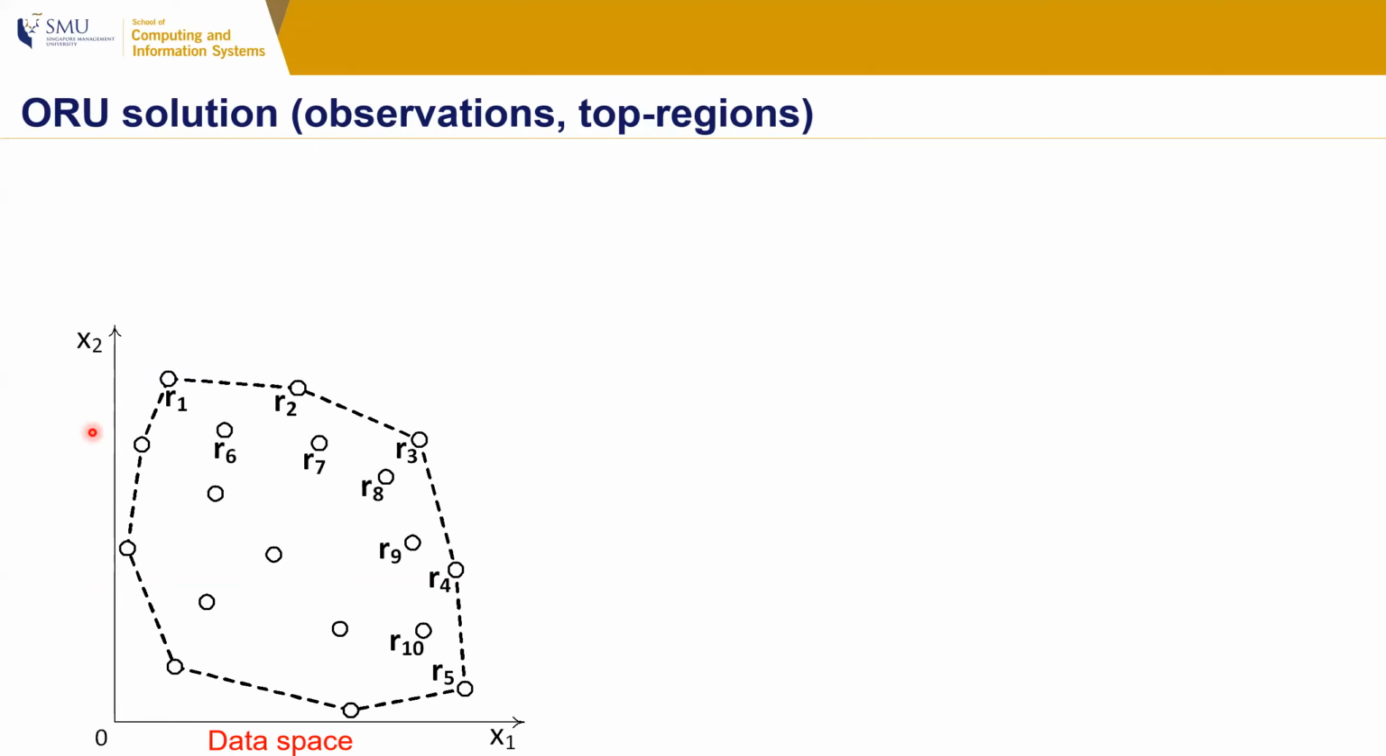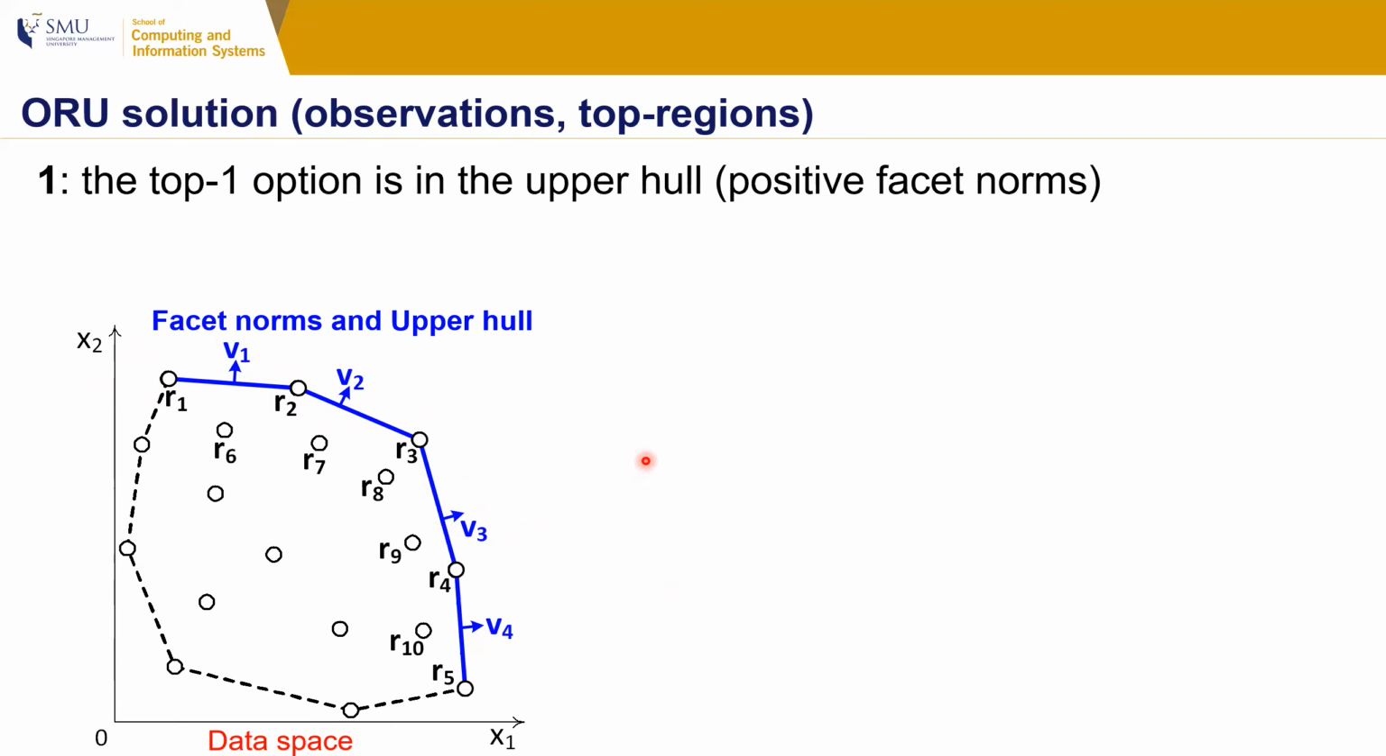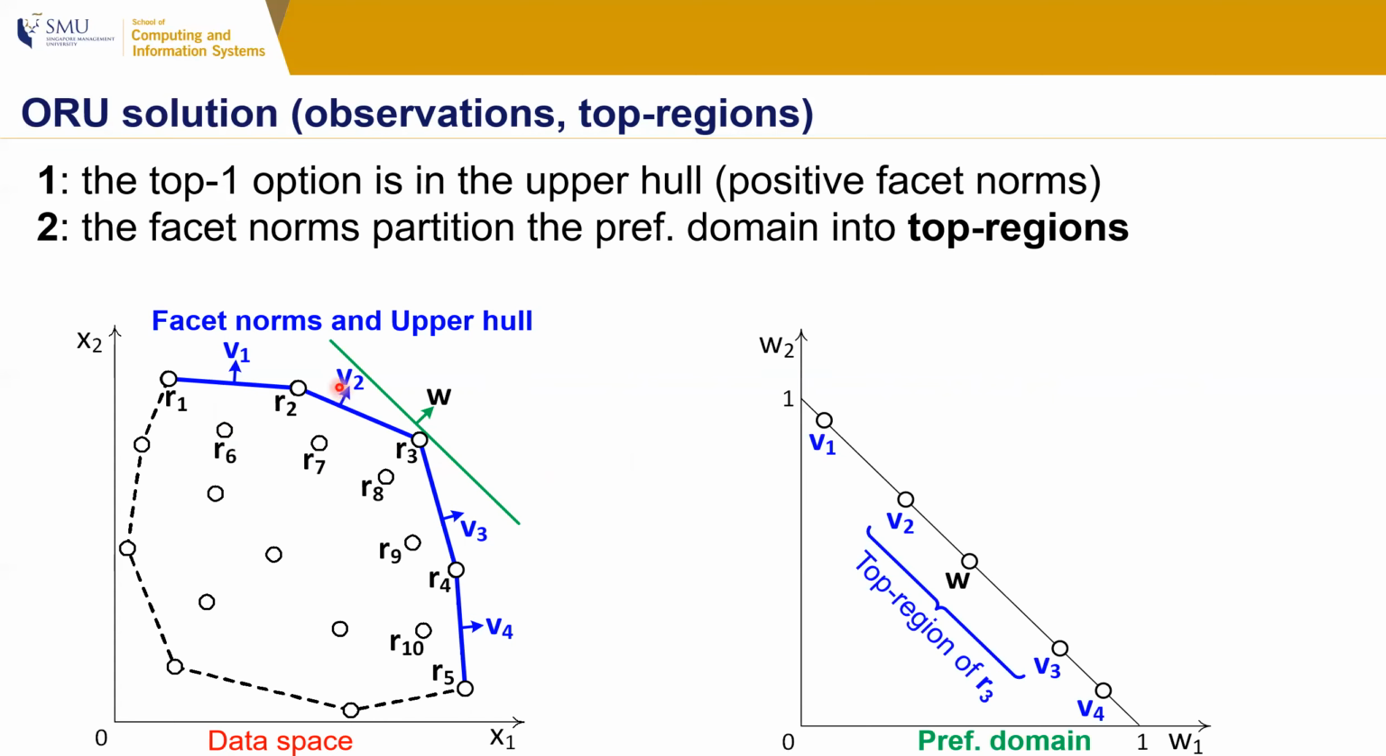Over here, we're starting with the concept of the convex hull of the dataset. Now, if we focus on these facets of the convex hull whose norms are positive, we're showing these facets in blue here, and their norms are these vectors v1, v2, v3, v4. Well, only the records that fall in this blue part of the convex hull, which we call the upper hull, only these can be the top-one option for any possible weight vector. Effectively, what happens is that these norms are partitioning my preference domain, which in this two-dimensional example is just this diagonal line segment. So this preference domain is partitioned according to the dual representations of these facet norms.